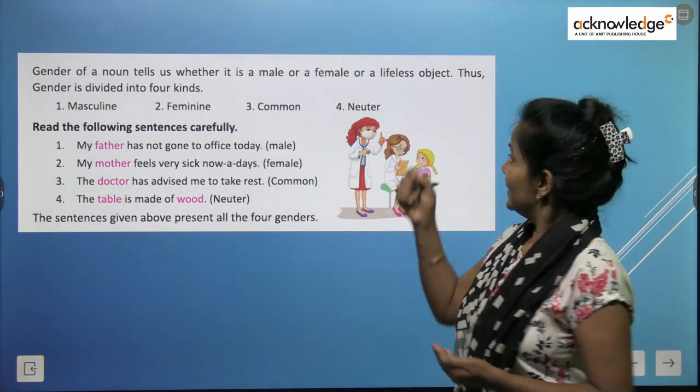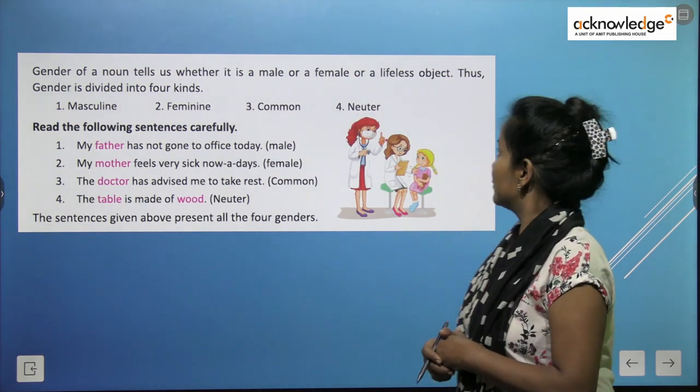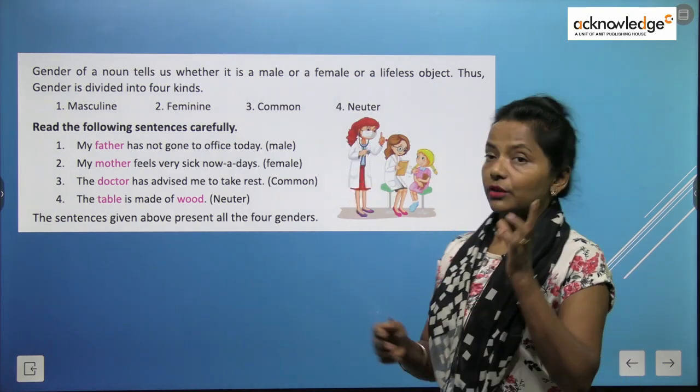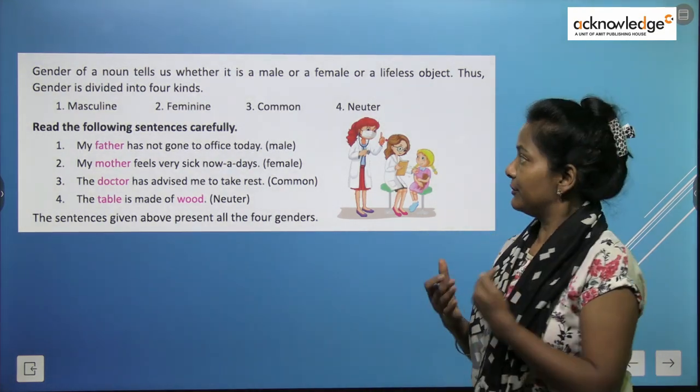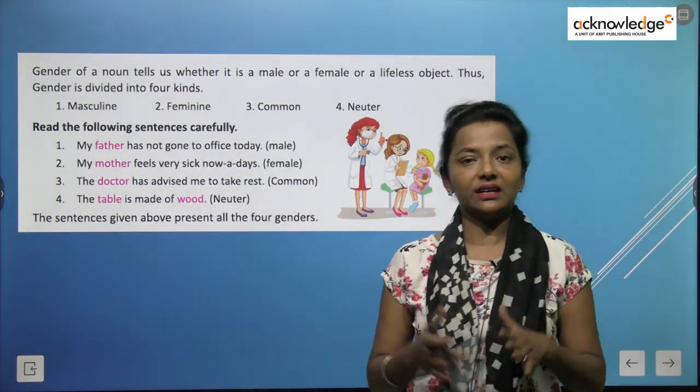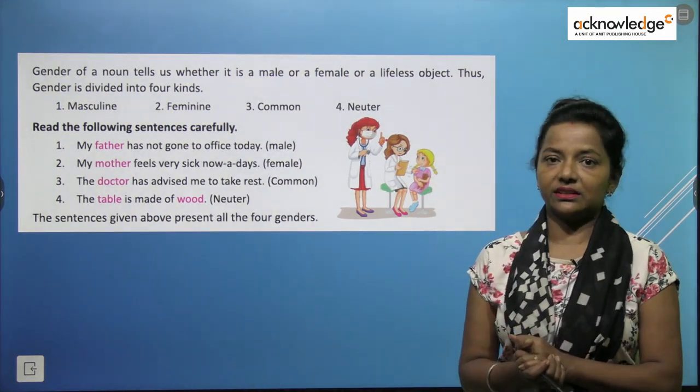So there are 3 genders. There are 4 types of genders: the masculine gender, the feminine gender, the common gender and the neuter gender. It is called neuter gender.